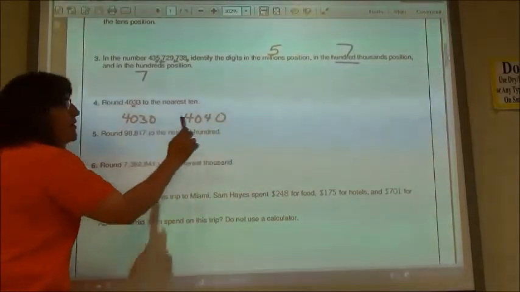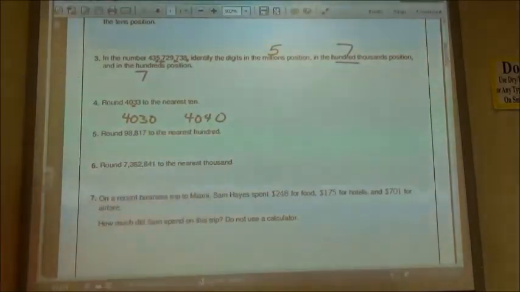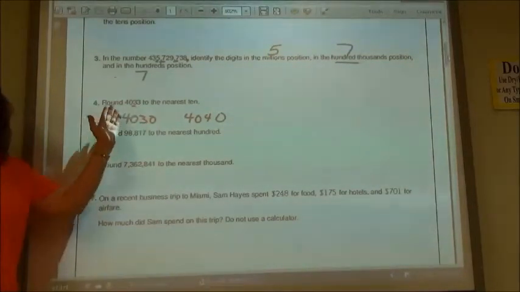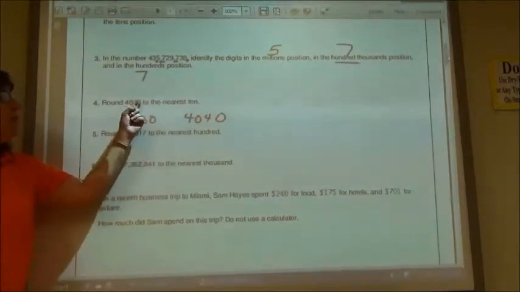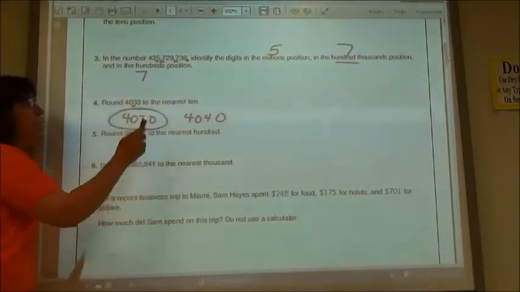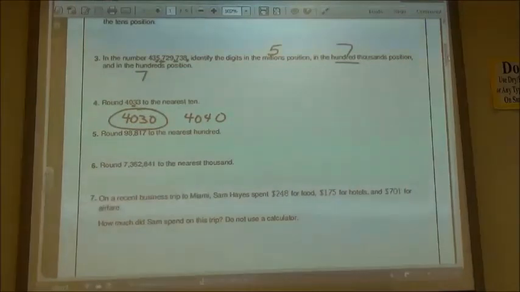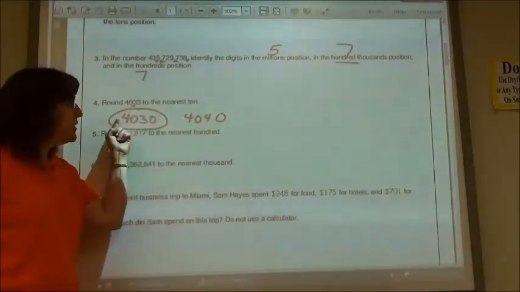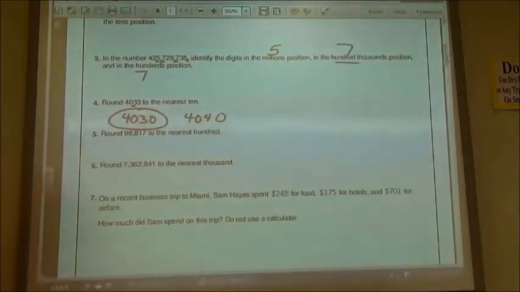I'm rounding that number in the tens position up by 1. In order to decide, we look at the number after the tens position. If it's 5 or higher, we round it up. If it's 4 or less, we leave it alone. Since this is a 3, which is 4 or less, we leave it at 4,030. So 4,033 is between these two values, but it's closest to 4,030.